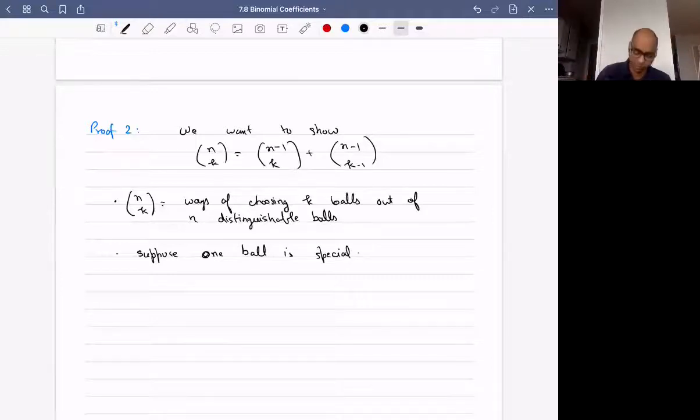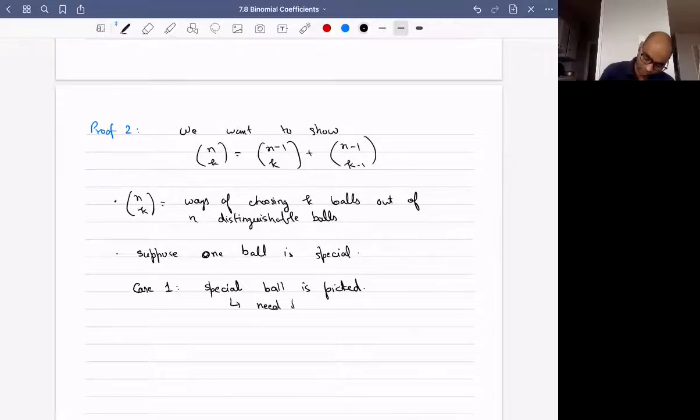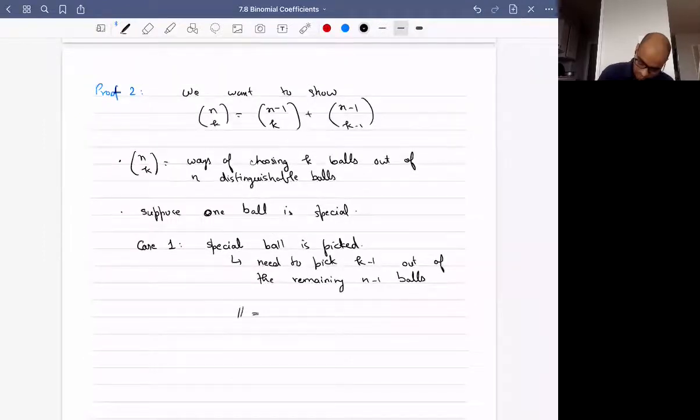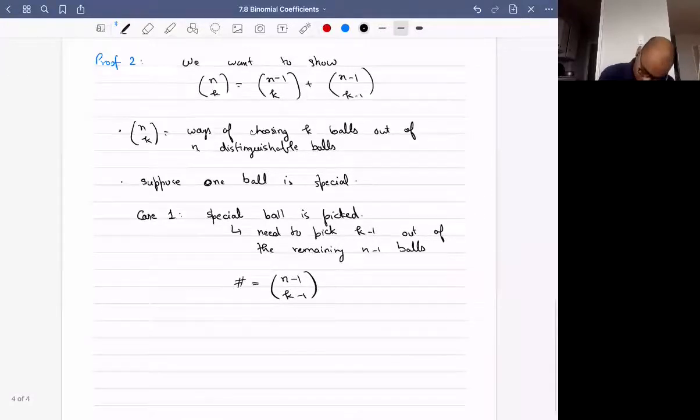Now I can break the problem into two cases. Case one is that the special ball is picked. So if I pick the special ball, how many ways are there for me to pick the remaining balls? I'm still picking k total, and I've picked one. So I need to pick k minus 1 out of the remaining n minus 1 balls. And that number is n minus 1 choose k minus 1. So that's the answer for case 1.